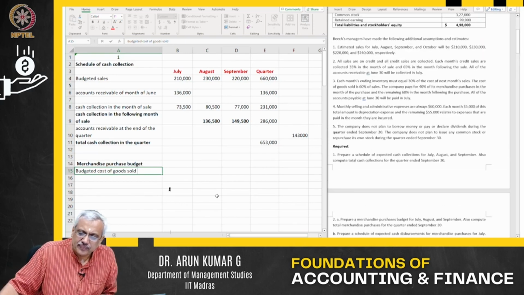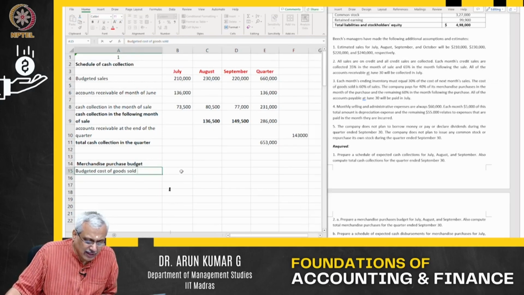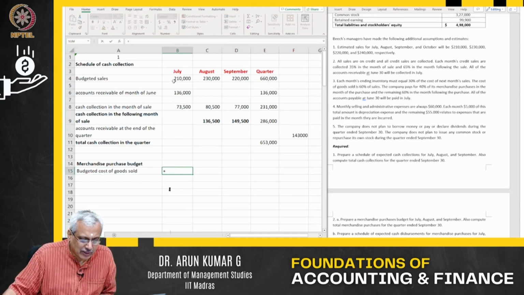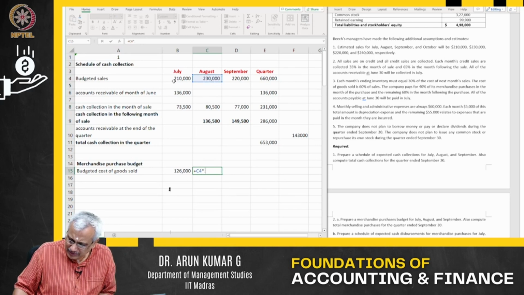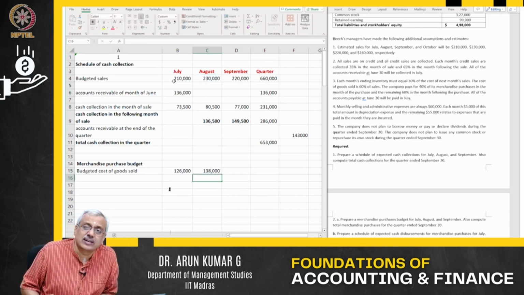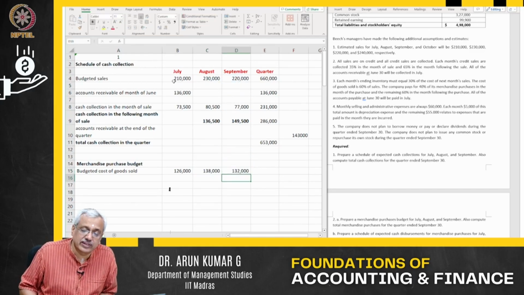It says that each month ending inventory is going to be 30% of next month's sale. The cost of goods sold is 60% of the sale value. That means, what is the cost of goods sold for the month of July? It's going to be 60% of the sale value out there. What is going to be the cost of goods sold for the month of August? It's going to be 60% of the sale of August. What is going to be the cost of goods sold for the month of September? It's going to be 60% of this.